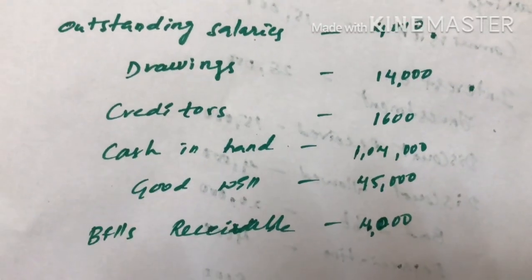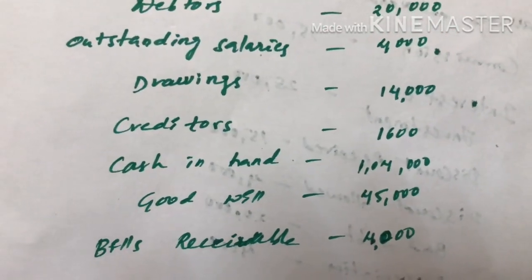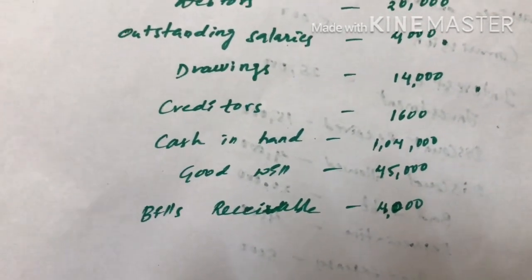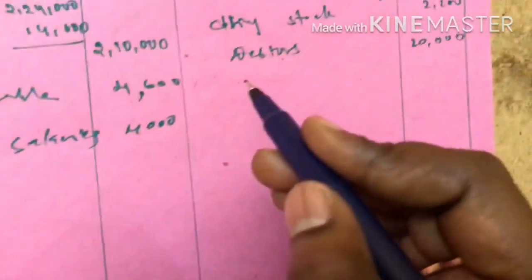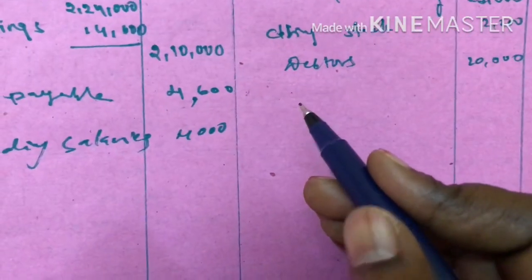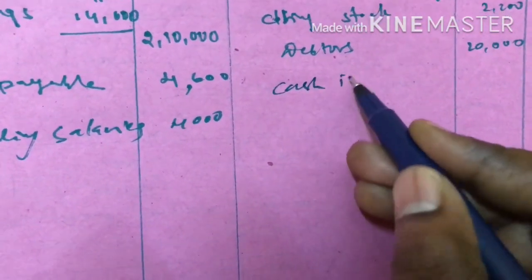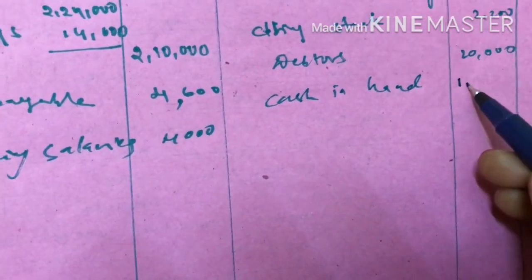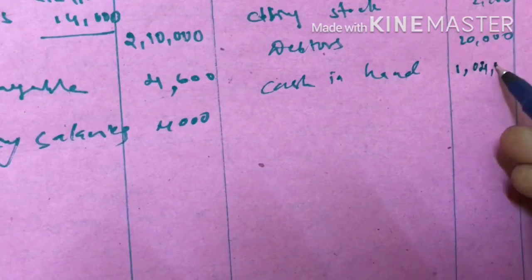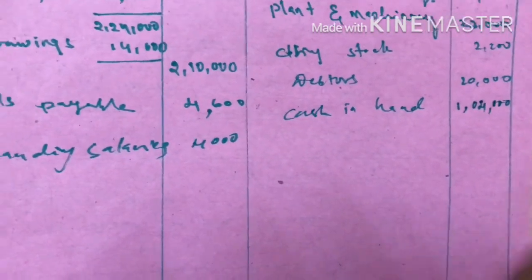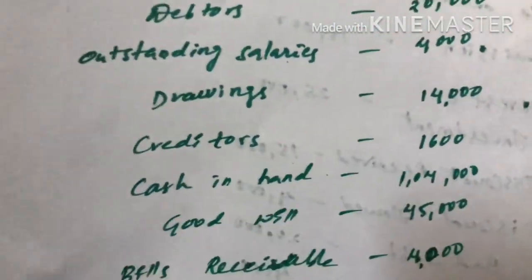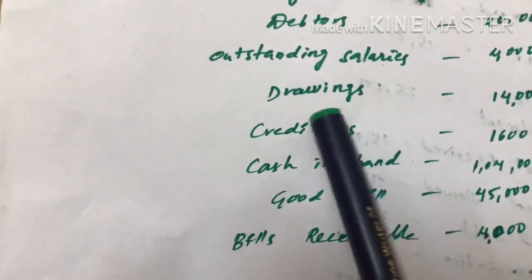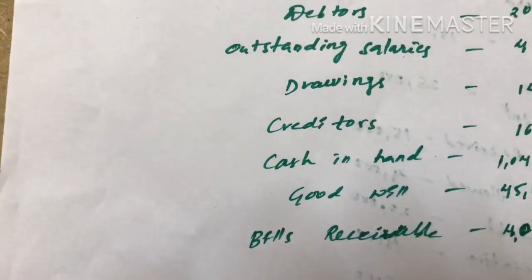Okay, the next one, cash in hand. The cash in hand is an asset. The cash will be in our hand, so cash in hand is one of the assets. Cash in hand, the amount is 1,04,000. You forgot this one, creditors.